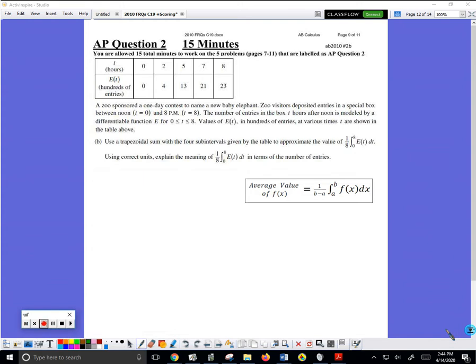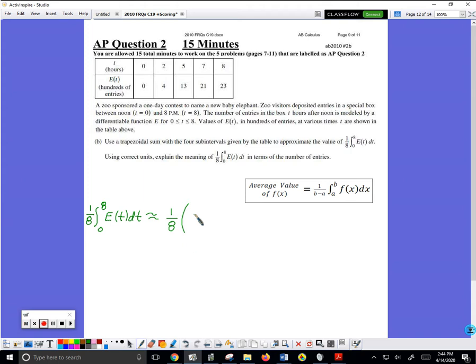Use a trapezoidal sum with the 4 subintervals given by the table to approximate this integral. So I always write the integral 0 to 8 of E of t. It's an approximation, so I should put an approximate symbol. Don't forget the 1 over 8. If you forget the 1 over 8, you will lose the point.